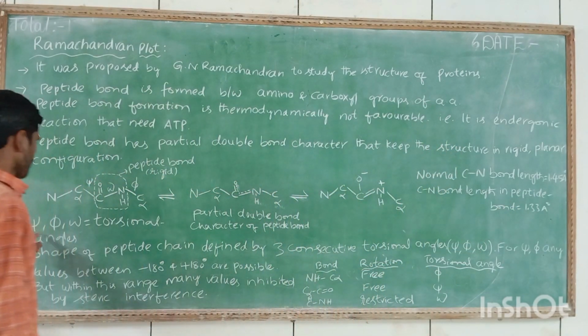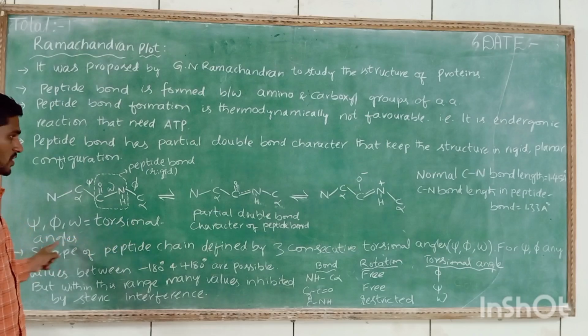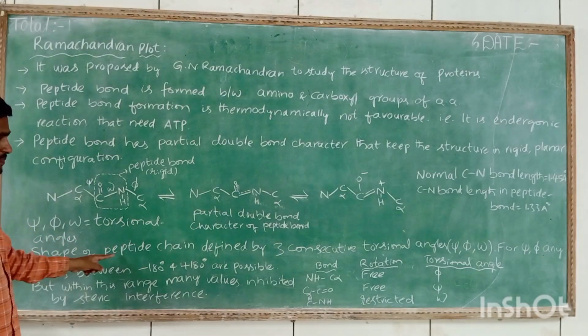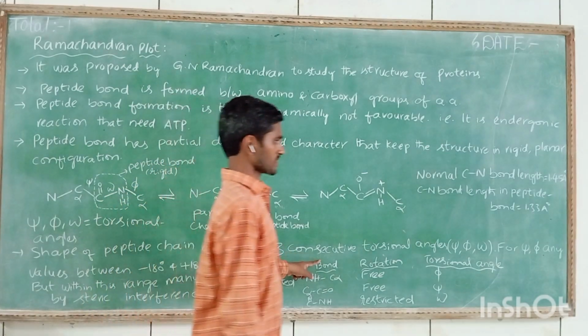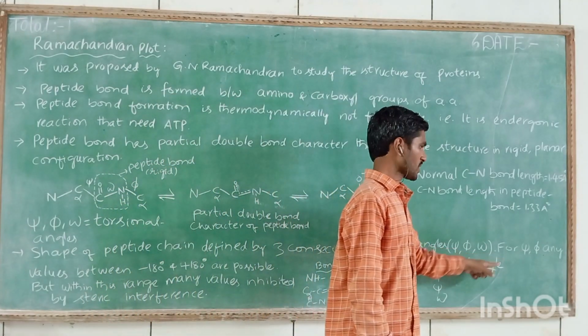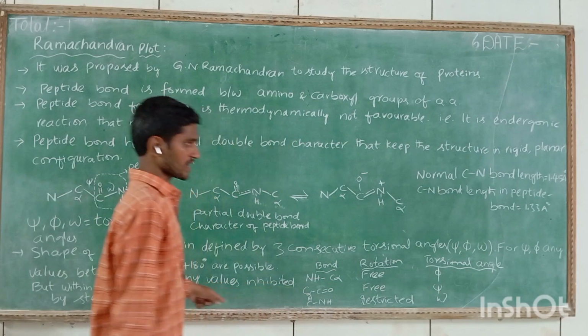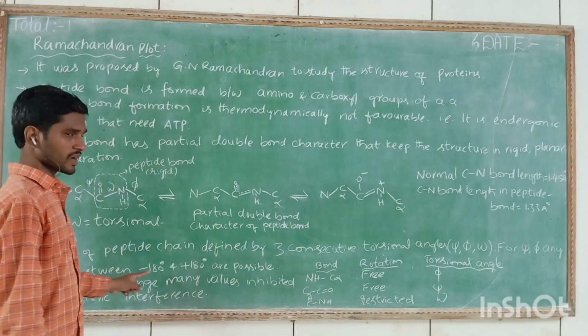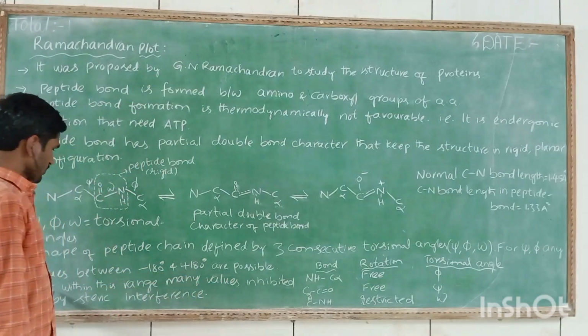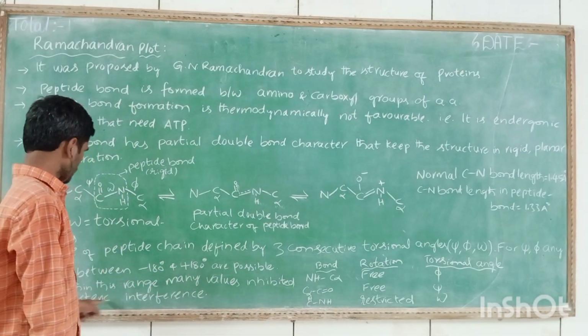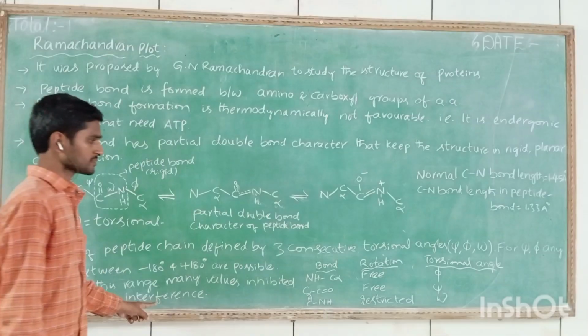Then psi, phi, and omega are called torsional angles. The shape of the peptide chain is defined by three consecutive torsional angles: phi, psi, and omega. For phi and psi, any values between minus 180 and plus 180 are possible. But within this range, many values are inhibited by steric hindrance.